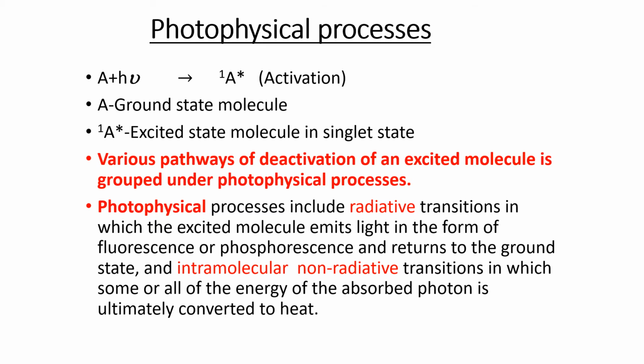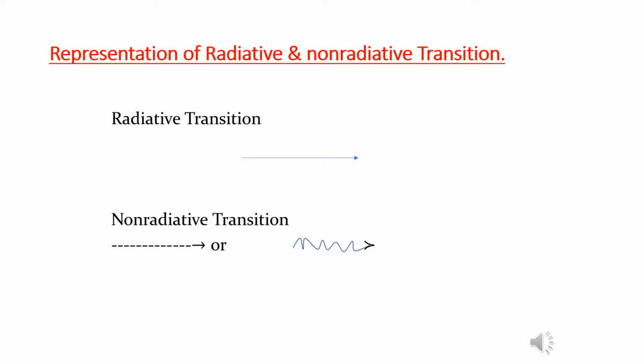If the excess energy is liberated in the form of radiation, that type of transition is called radiative transition. This slide shows the representation of radiative and non-radiative transition. The radiative transition is given by a straight line arrow, but the non-radiative transition is represented by a curly arrow or broken line arrow, as shown in the figure.